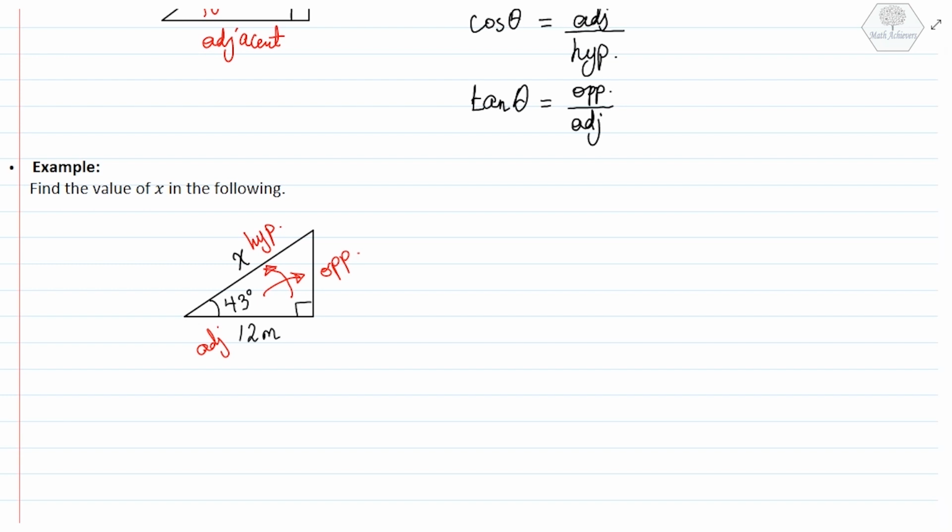Now, what do I have? I want to find the hypotenuse, I have the angle, and I have the adjacent. So, which ratio shall I use? I will use the cosine. So, I will use cosine theta, which is equal to the adjacent over the hypotenuse. Now, the angle is 43.